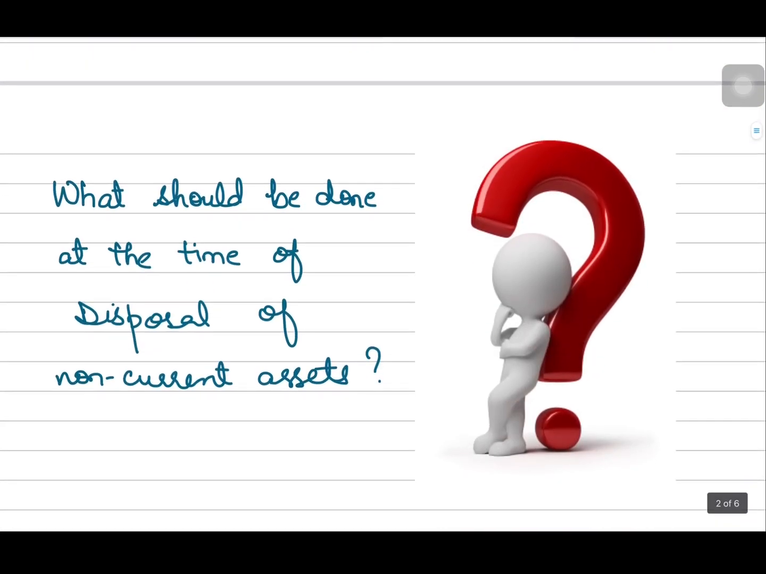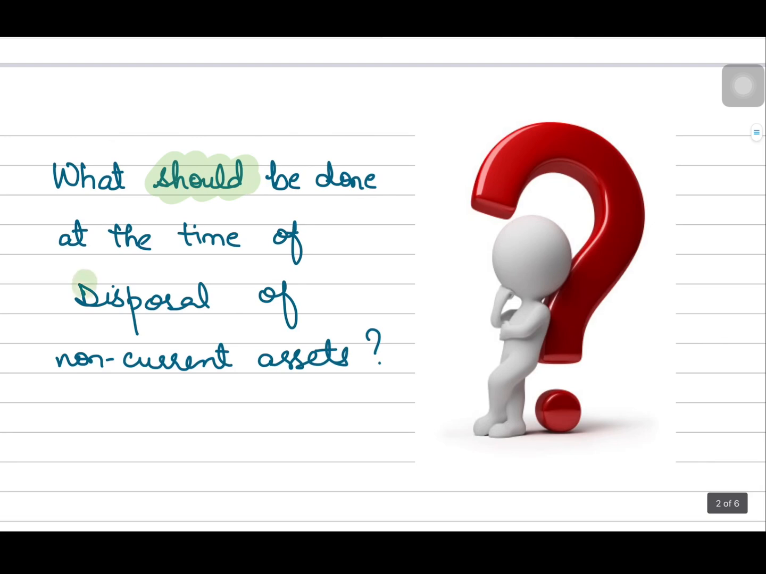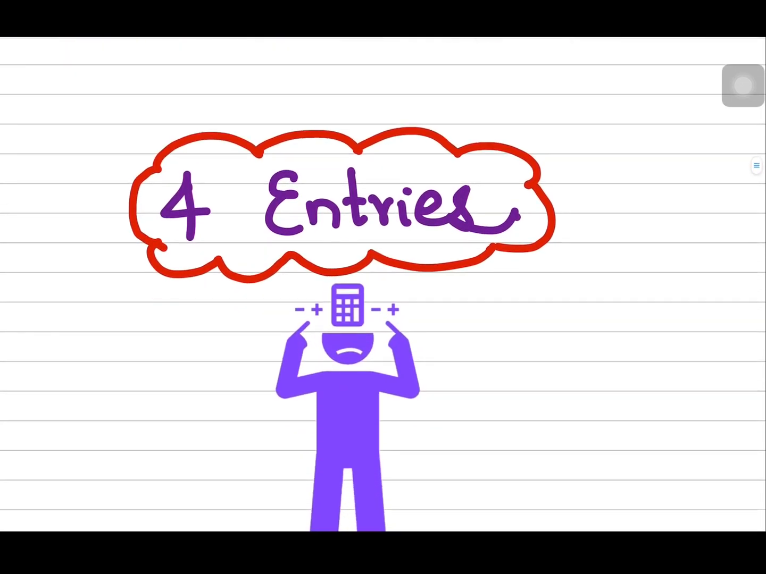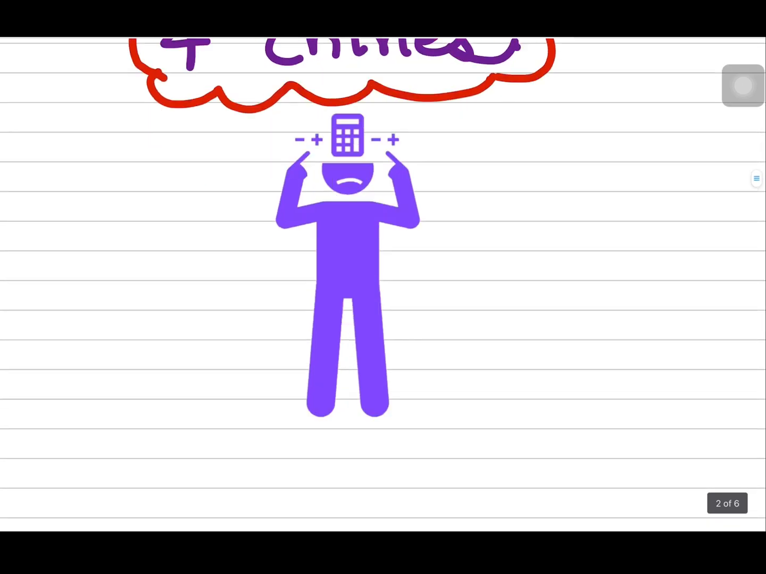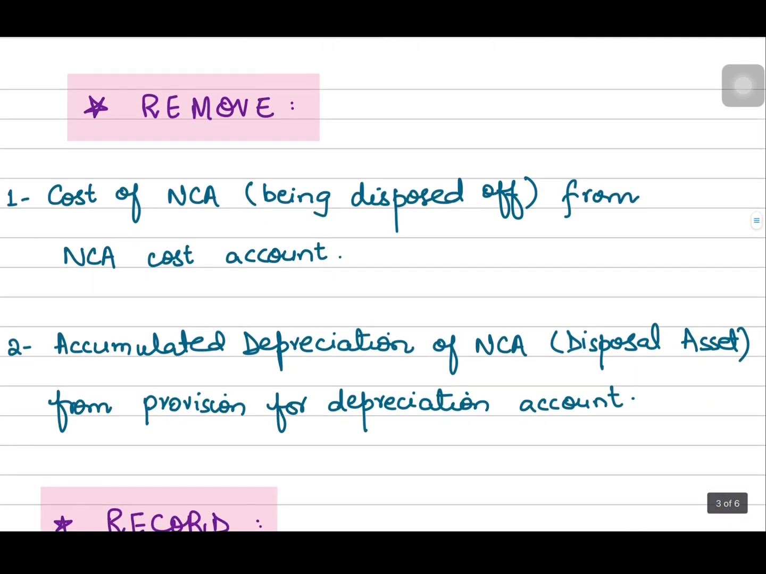So now you might be wondering what is to be done at the time of disposal of the non-current asset. What should be done? Because it is that asset that you are now disposing of whose cost you had been carrying down from so many years from the year of its purchase, and you had been depreciating it as well from the year of its purchase. So at the time of disposal, 4 things are to be done. 4 entries, 4 calculations, 4 adjustments are to be done in the accounts at the time of disposal of non-current assets. Let's first learn the logic behind these adjustments and then we'll move to the double entries.